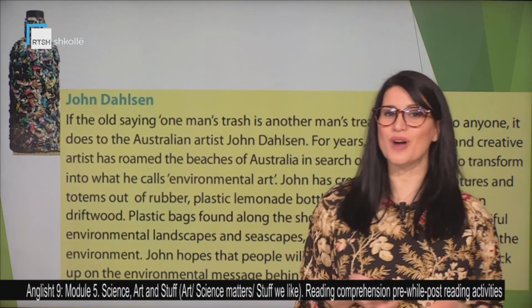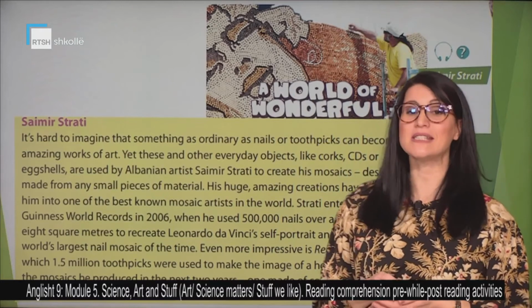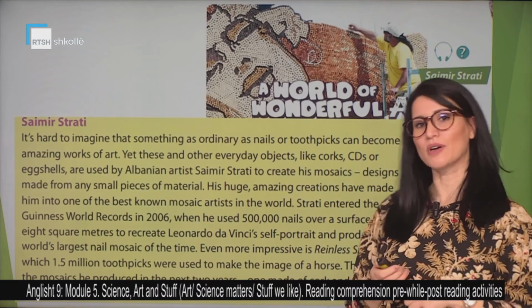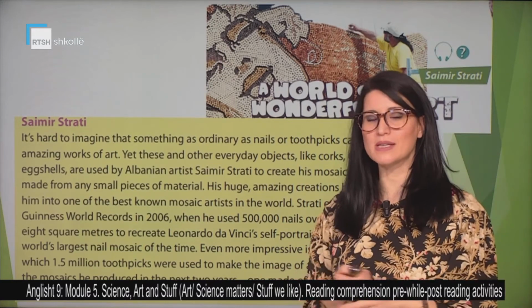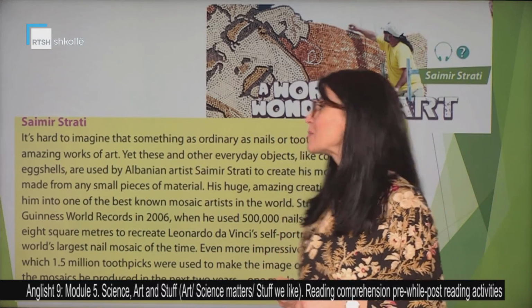And I've got a surprise for you. Here we've got an Albanian artist, Sajmir Strati. Have a look at this mosaic. Can you notice what materials he has used to make his work of art? We are going to find it out together in the text.